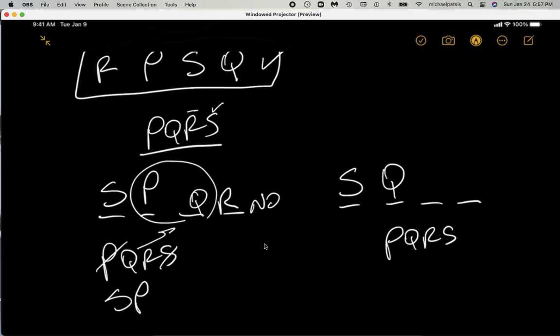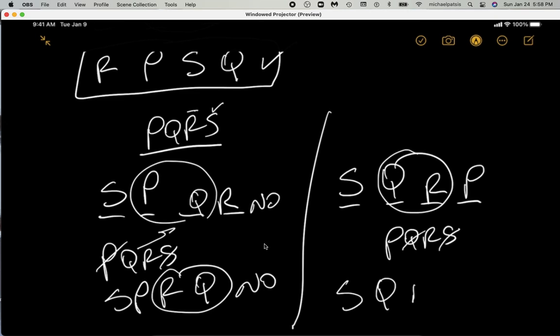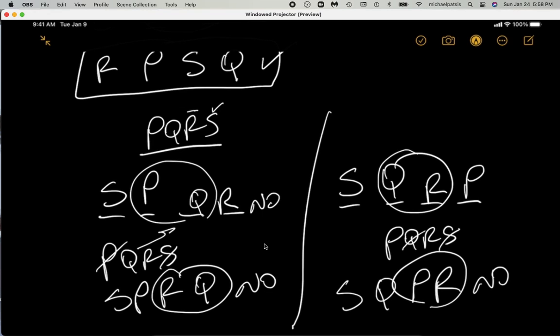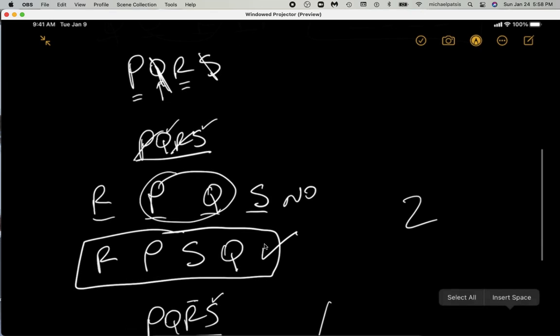How about SPRQ? Does that work? Answer is no, because we have Q and R. Okay, let's go over here. We have S and Q out. Let's try R, P. Does that work? Answer no, because Q and R follow each other. Finally, we have S, Q, P, R. Does that work? Answer no. So no, no, no. The only 2 that work are there, so there's only 2 possibilities.